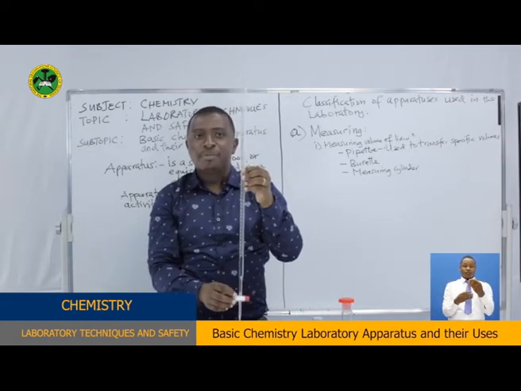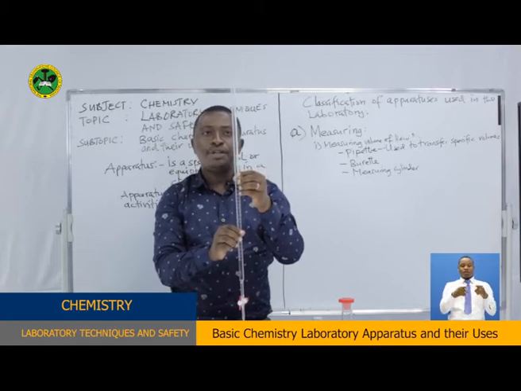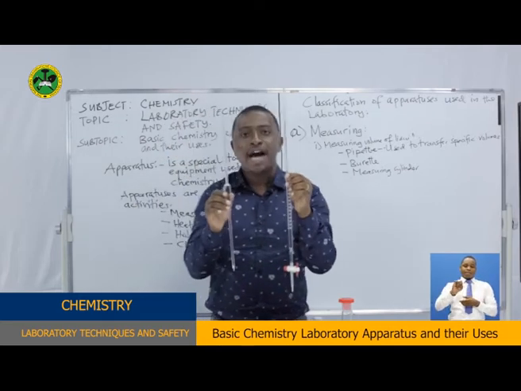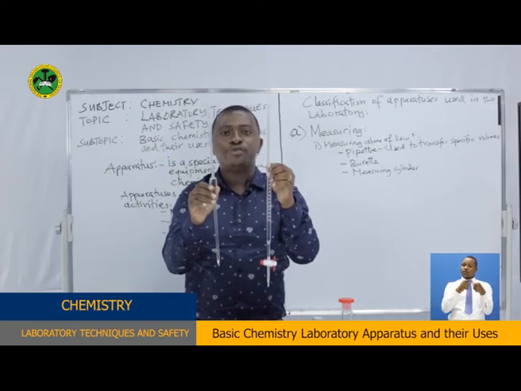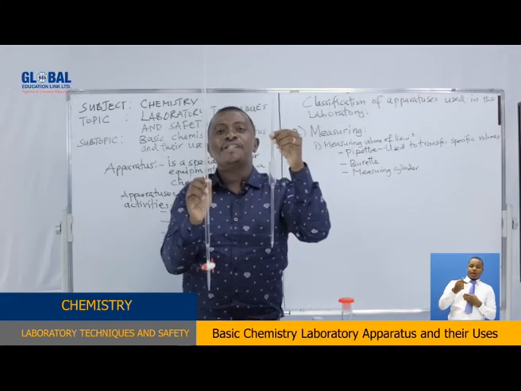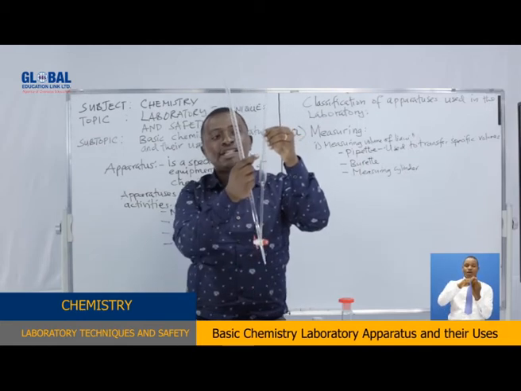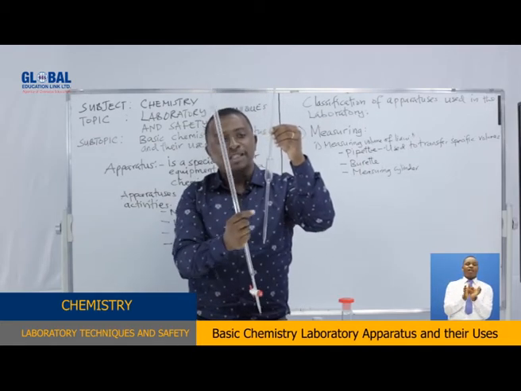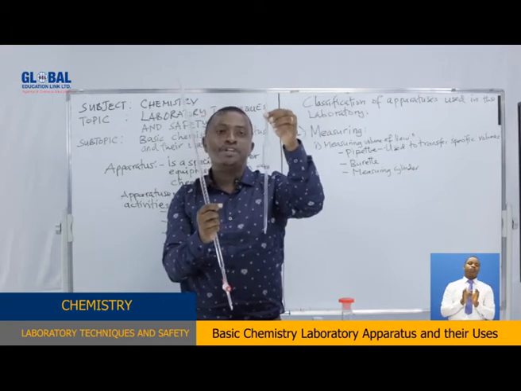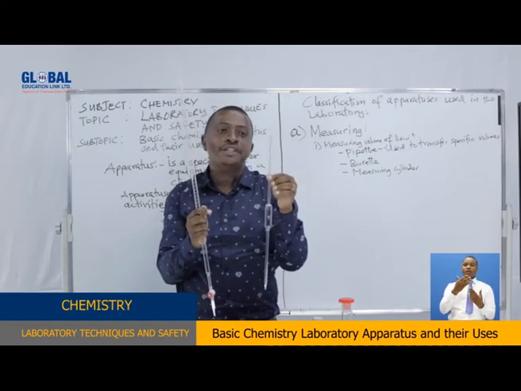Now class, most of the students fail to differentiate between a burette and a pipette. Today is the end of your confusion. A pipette is fixed to certain volumes. This one here only measures a specific volume. It transfers a specific volume. This is special for 25 cubic centimeters. Therefore, this can be of different sizes.